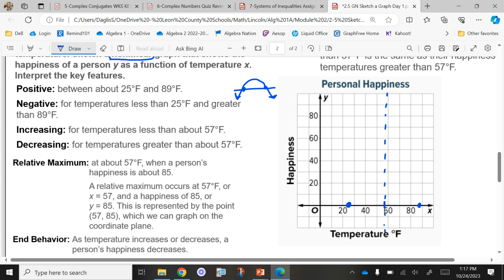So look what's next. Relative maximum. Where's the highest happiness reading going to be? What does it say specifically, though? 85. So it tells me our relative maximum is at about 57 degrees, when a person's happiness is scaled at about an 85. So now I can finally plot my maximum point, right? So about 85, I can put it right about here.